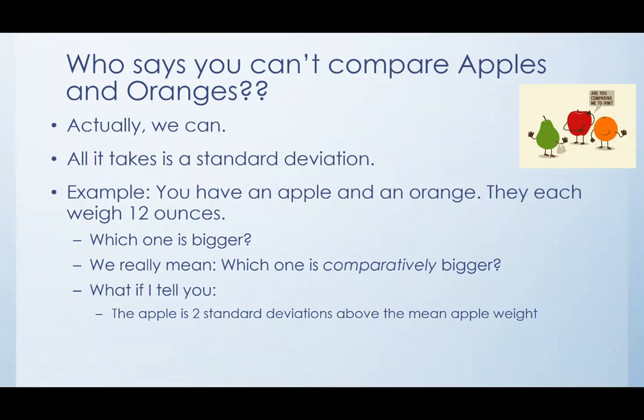But if I tell you the apple is 2 standard deviations above the mean apple weight, and the orange is only 1 standard deviation above the mean weight for oranges, then right away, you know that the apple is bigger for being an apple than the orange is for being an orange. Yes, they're the same weight, but we're saying comparatively speaking, who's bigger.